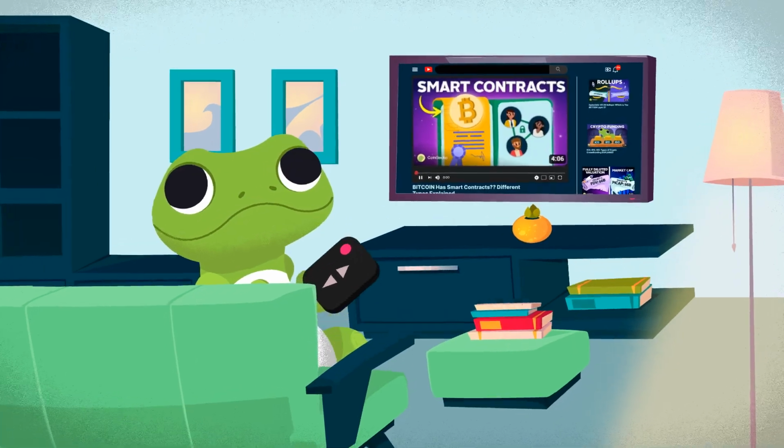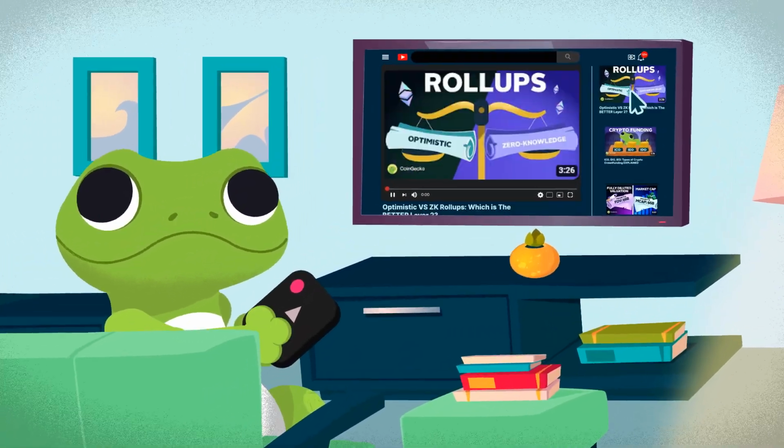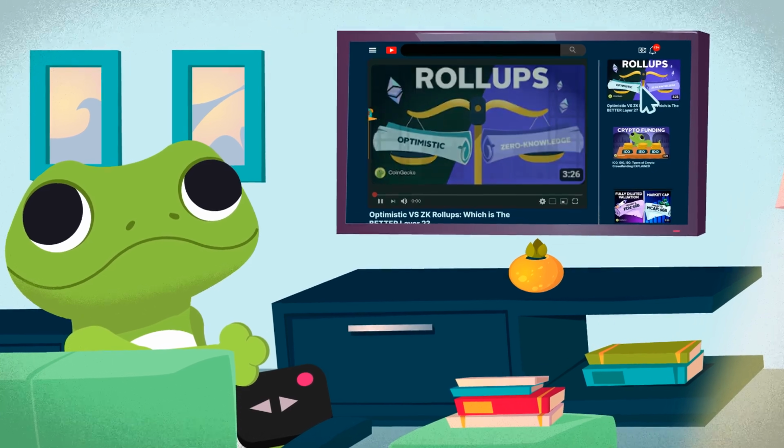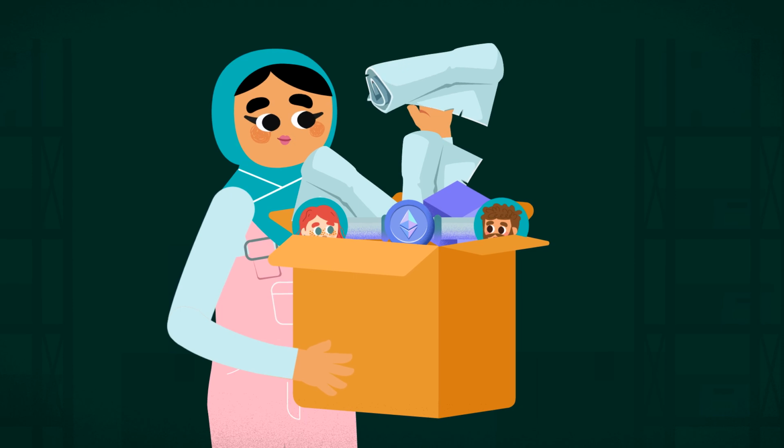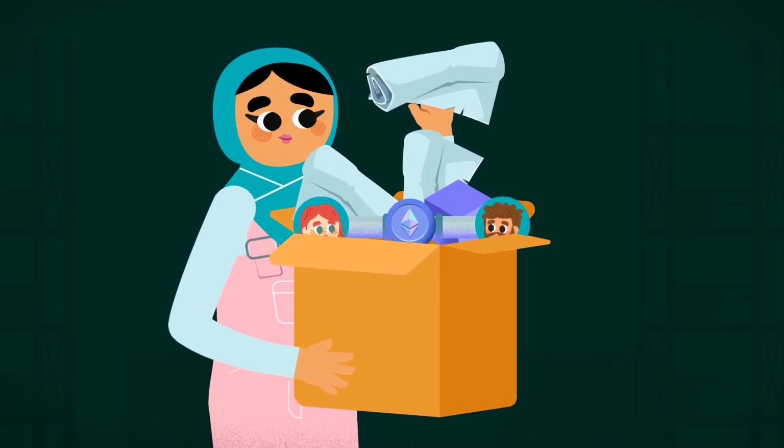If you've been following our channel, you're probably familiar with Ethereum scaling solutions like Rollups. But did you know that there are a few others beyond them? Before we focus on each one of them, let's quickly recap.